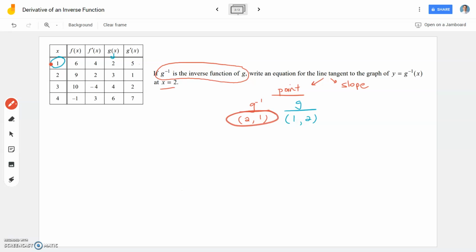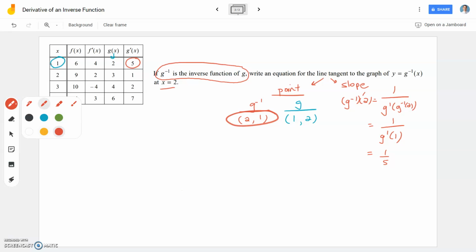Let's talk about the slope. We're going to get the slope by using the formula. g inverse prime of 2 is going to be the reciprocal of g prime of g inverse of 2, which is the reciprocal of g prime of 1, and we can read that value from our table. g prime of 1 is 5, so the derivative of g inverse at 2 is going to be 1/5. And that allows us to complete the problem. The equation of the tangent line will therefore be y minus 1 is equal to 1/5 times x minus 2.